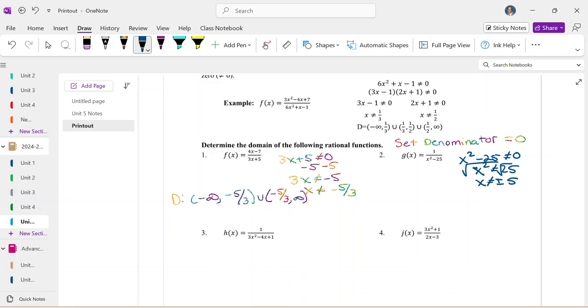Now for this one, if you look at it as a number line, basically it can't be 5 or negative 5, but it can be everything else. And remember, negative infinity is here and positive infinity is here. So it can be from negative infinity to negative 5, and then between negative 5 and 5, and then from 5 to infinity.